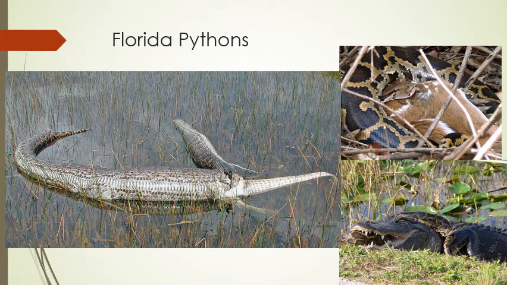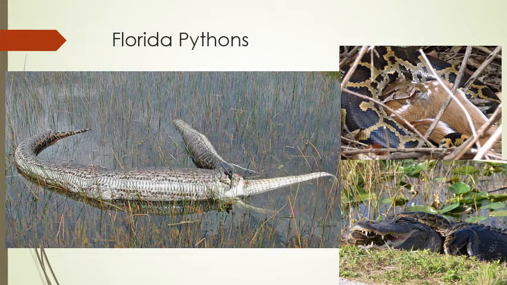The Florida python is probably one of the most well-known invasive species in America. The Florida Everglades are a wonderfully warm tropical region. It hardly ever freezes. It is a great place for reptiles. That's why we have alligators living there. Alligators don't live all over the world. They really just live in that region.